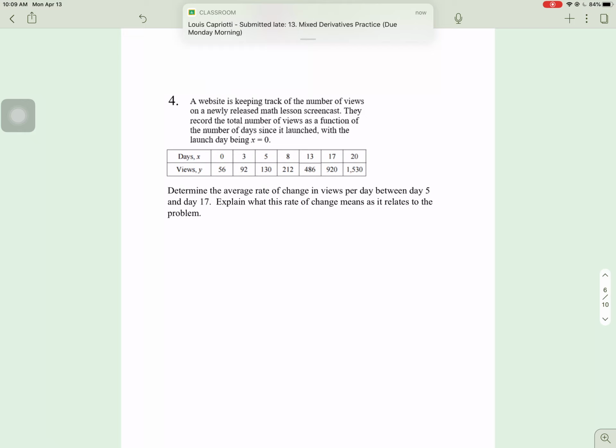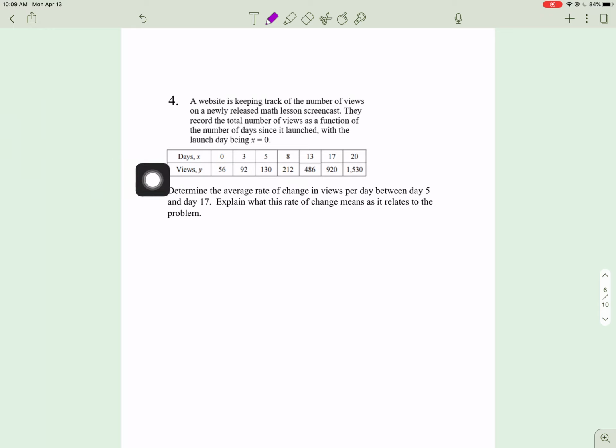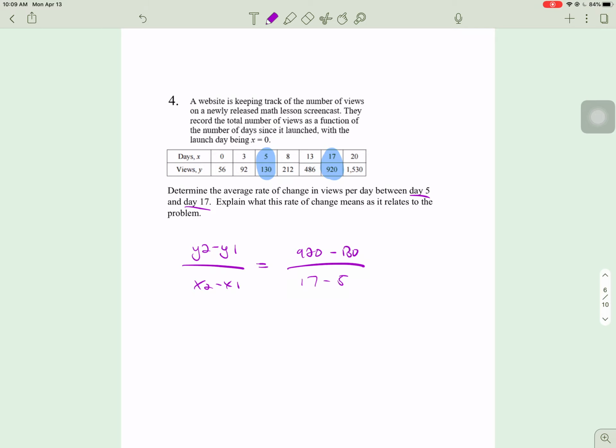A website is keeping track of the number of views on a newly released math lesson screencast, and they record the total number of views as a function, right? So after how many days, this tells us how many views. Determine the average rate of change in views between day 5 and day 17. So we're looking here and here, okay? Days is x, views is y, so y2 minus y1 over x2 minus x1. That is 920 minus 130 over 17 minus 5.